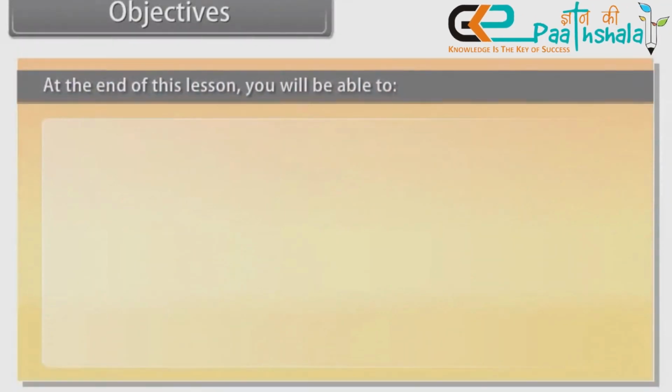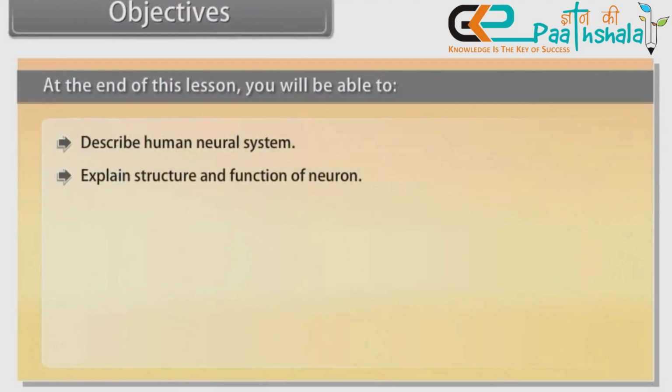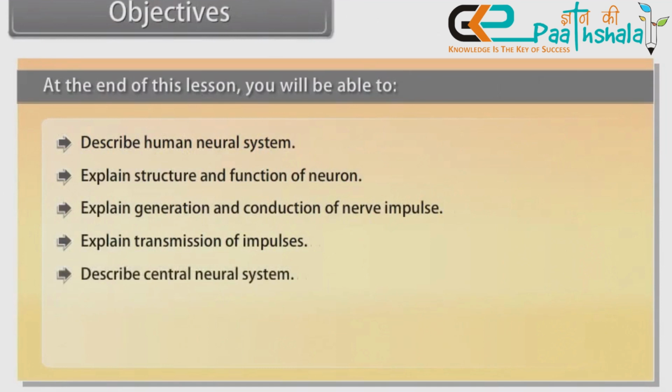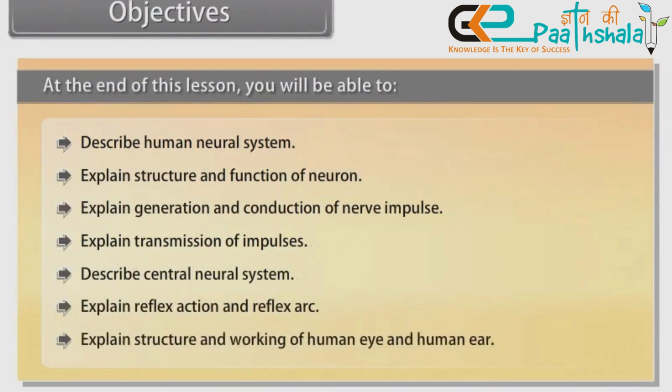Objectives. At the end of this lesson, you will be able to describe human neural system, explain structure and functions of neuron, explain generation and conduction of nerve impulse, explain transmission of impulses, describe central neural system, explain reflex action and reflex arc, explain structure and working of human eye and human ear.